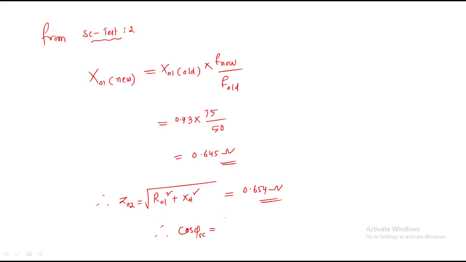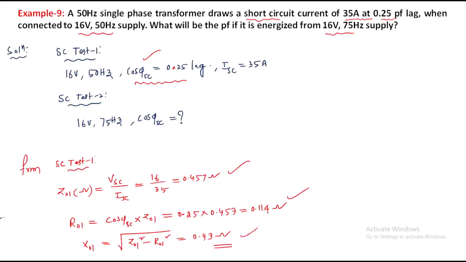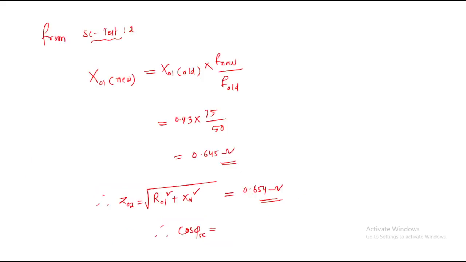Therefore we have to calculate cos phi SC under this condition, right? That is R by Z, 0.114, sorry, this is Z02 new. 0.114 by Z02 new is what?